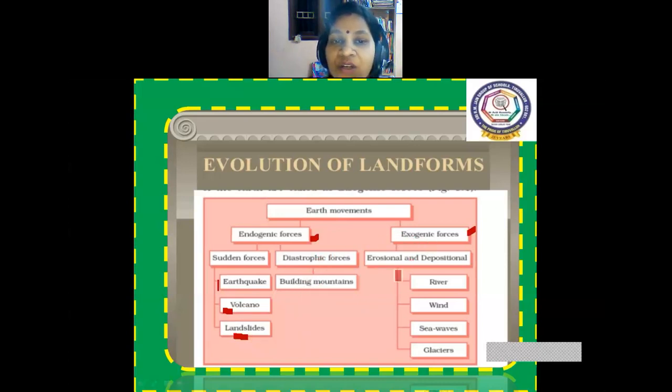Exogenic forces are erosional and depositional. Erosional is somewhat like a landslide: sand, soil and all will go off and deposit in another place. Erosional and depositional forces include rivers, wind, sea waves and glaciers. These are the exogenic forces, while endogenic forces cause earthquakes, volcanoes and landslides.